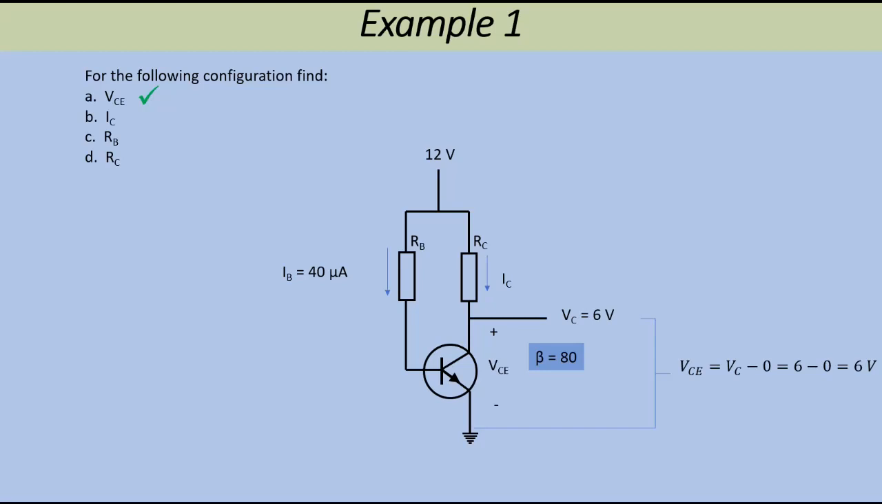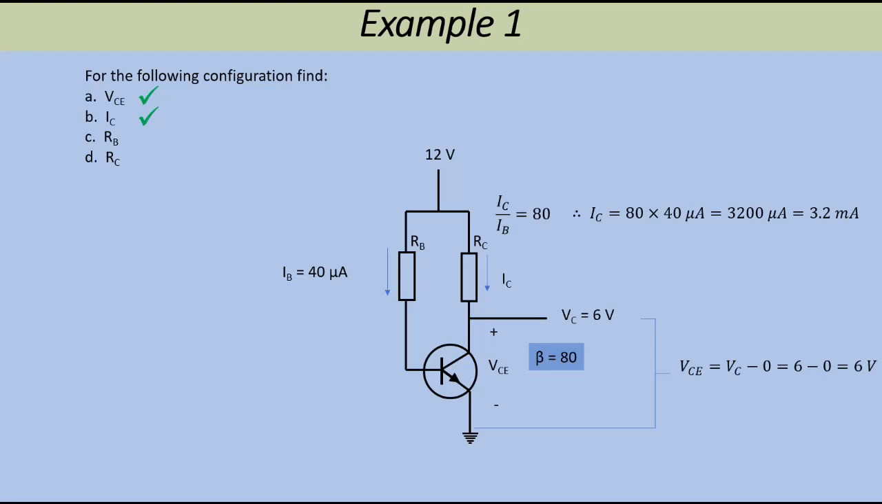We're going to remind ourselves that the beta value, 80, is the ratio of the collector current to the base current. Now in this example we're given the base current is 40 microamps. So it's only a matter of substituting into that equation. 80 times 40 microamps gives us 3.2 milliamps for the collector current. Okay, so the first two parts are very straightforward.